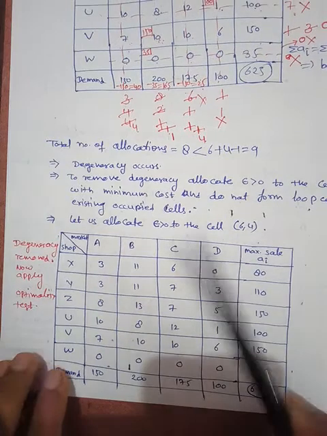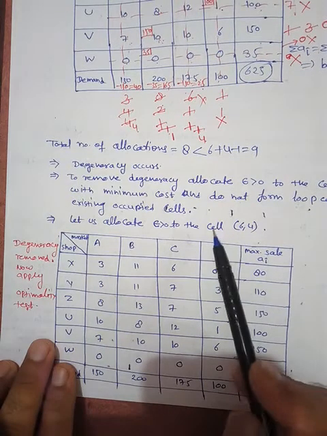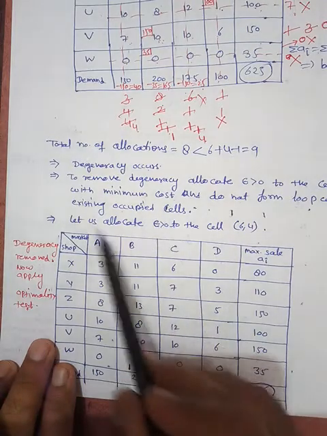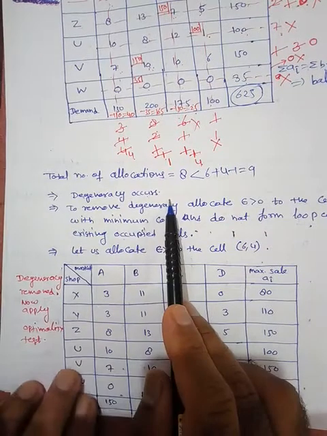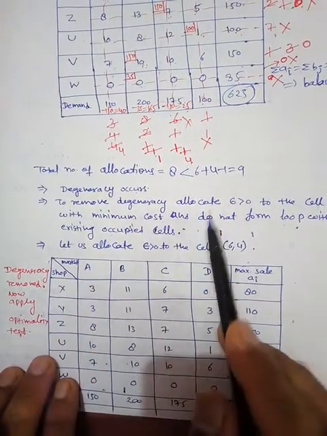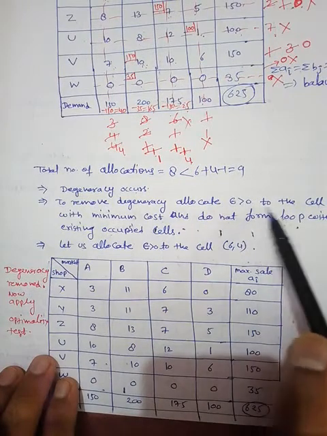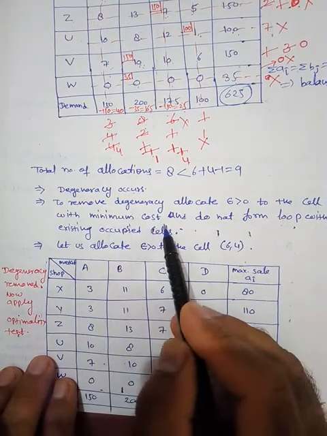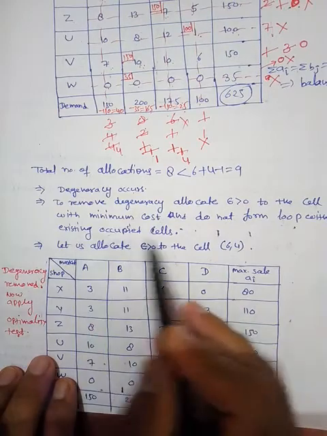So students, in this video I am going to discuss the next procedure. In the previous video we discussed this, and we saw that degeneracy occurs. Now, how do we remove the degeneracy? To remove the degeneracy, allocate epsilon greater than 0 to the cell with minimum cost, and do not form a loop with the existing cells.